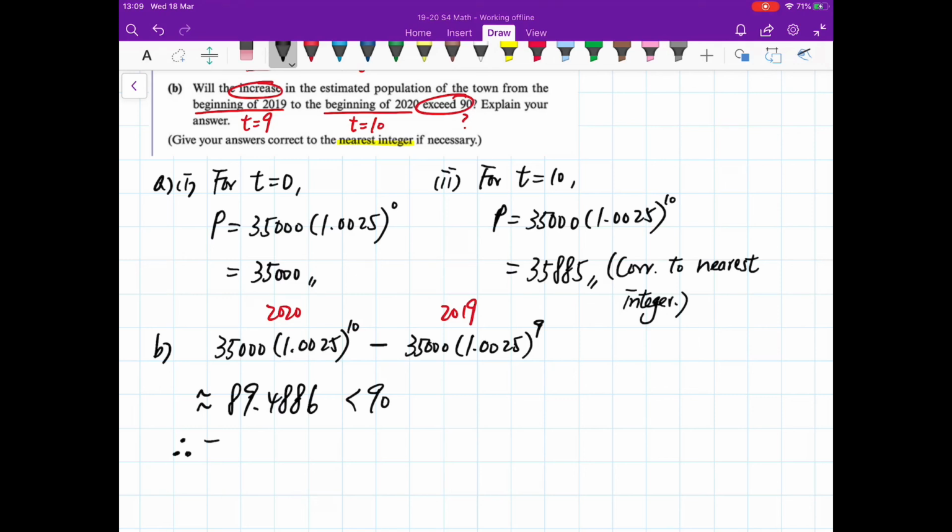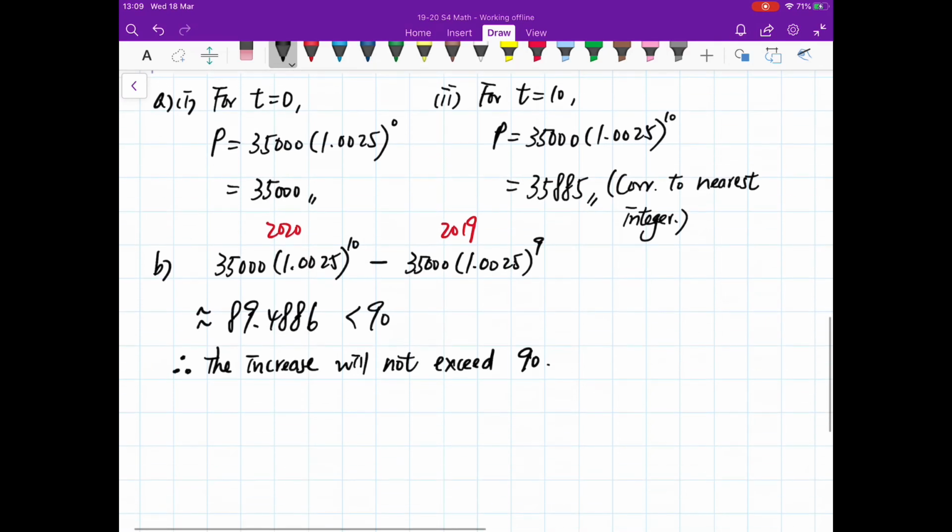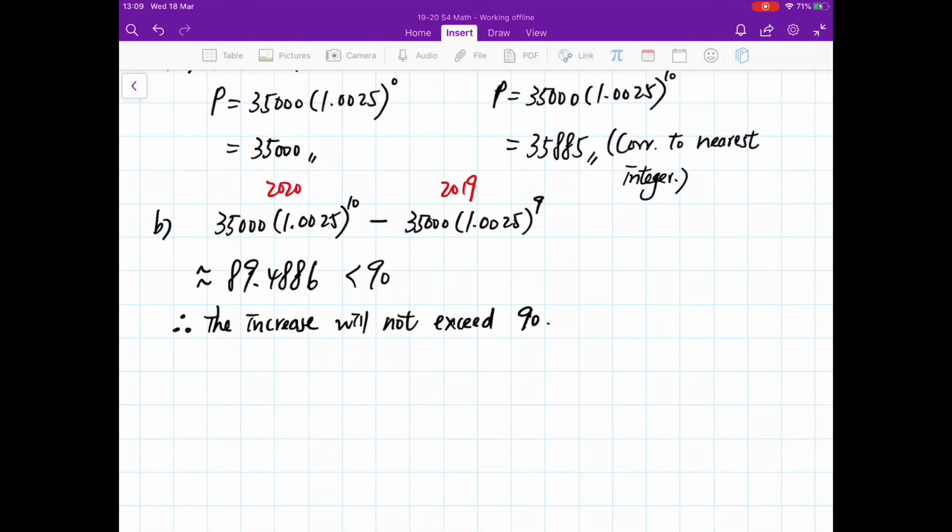Then we can draw the conclusion. Does it exceed 90? So yes. So the increase will exceed 90. And this is the whole presentation.